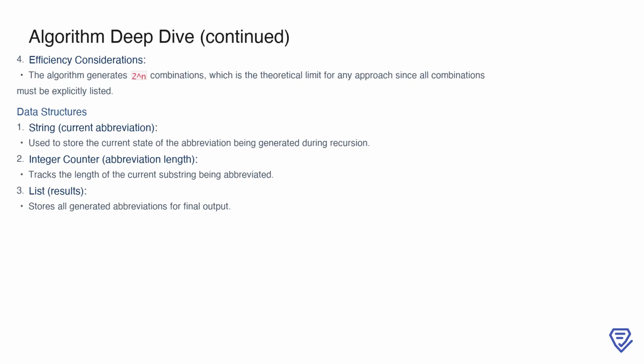On the space side, the recursion depth is O(n), as we process one character at a time. Additionally, the results list requires O(2^n) space to store all generated abbreviations. Combined, the overall space complexity is O(n+2^n). To implement this efficiently, we use three key data structures: a string to represent the current abbreviation being built, an integer counter to track the length of the current abbreviation, and a list to store all final results.